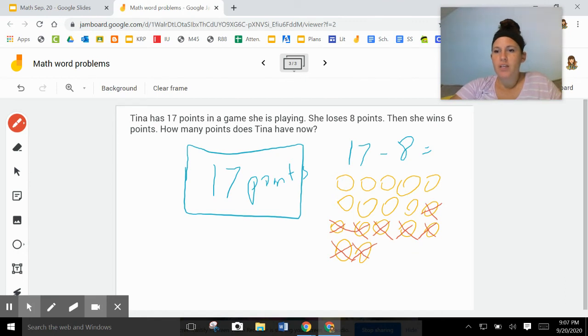All right, so then we count how many that we have left. 1, 2, 3, 4, 5, 6, 7, 8, 9. So it looks like when Tina starts playing her game and then she loses her 8 points, now she has 9 points, a lot less than what she had before. But we're only on this sentence right here.